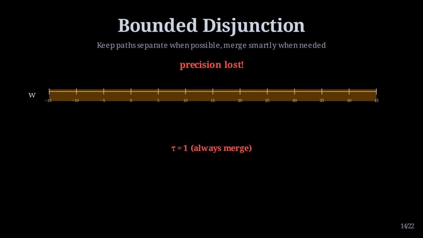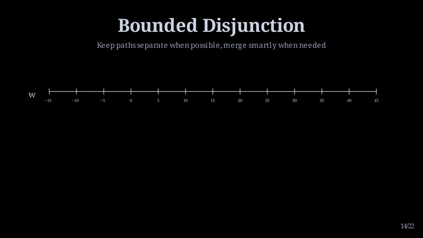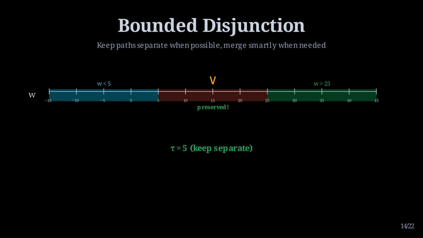a single merge operation. Beacon's solution to this is to delay merging. Instead of immediately combining conditions at join points, it maintains up to tau separate conditions, a bounded disjunction, what they call. With the default threshold of tau set to 5, both w less than 5 and w greater than 25 are kept as distinct disjuncts. The infeasible gap between them is fully preserved.